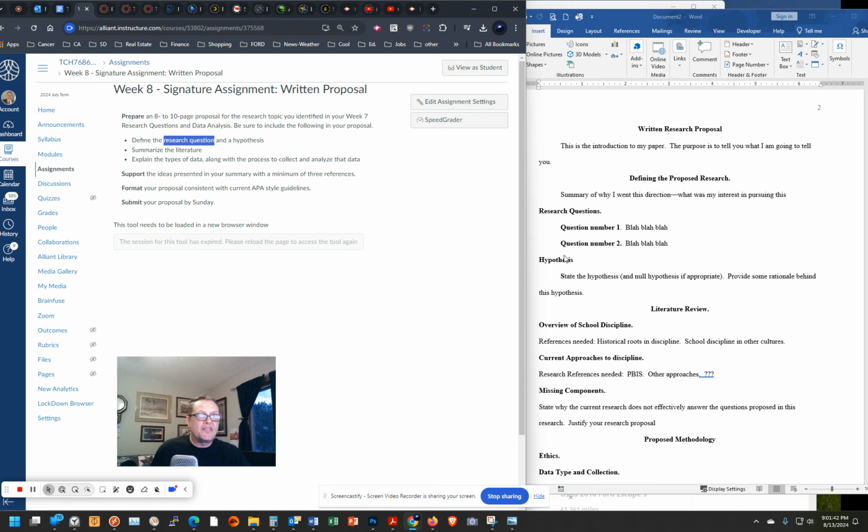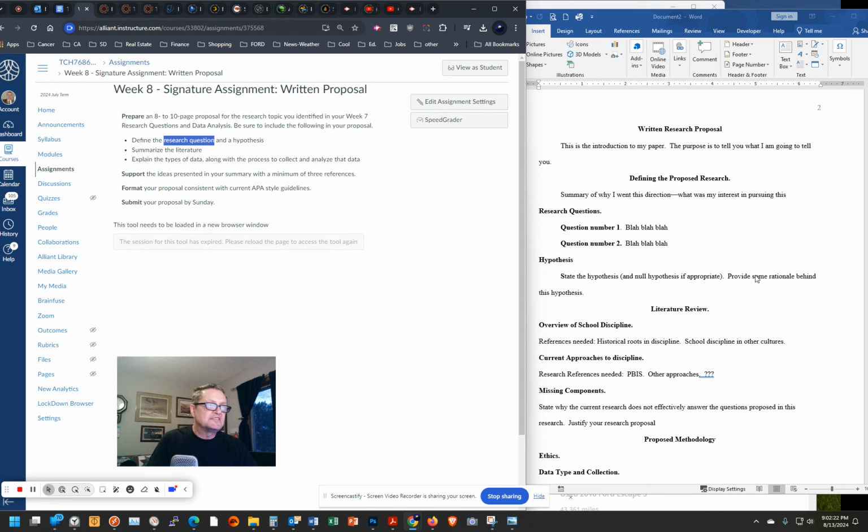And then a hypothesis. State the hypothesis and null hypothesis if appropriate. You look through your chapters on this and decide if that's what you need to do. So there we go. Once you get that done, I would bet this whole section right here is probably going to be a page to a page and a half when you fill out all this stuff. This summary is at least a paragraph. So this is going to go a page and a half.